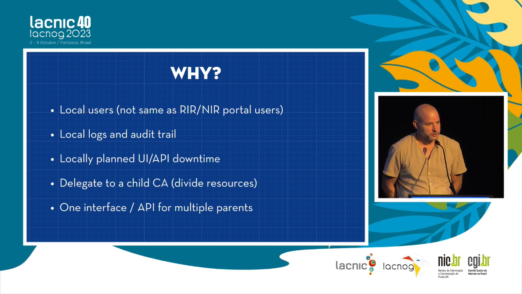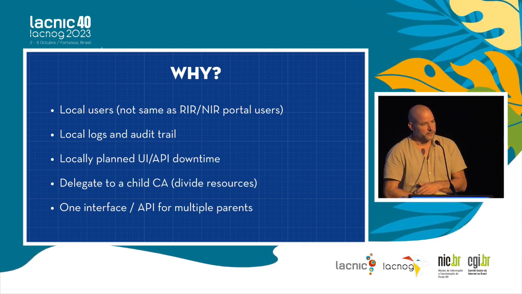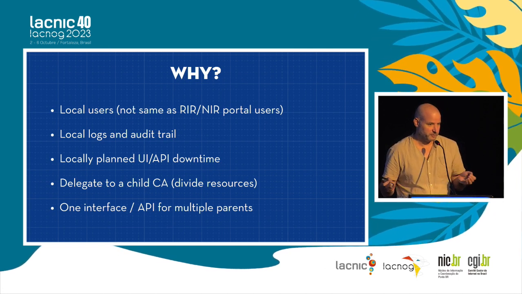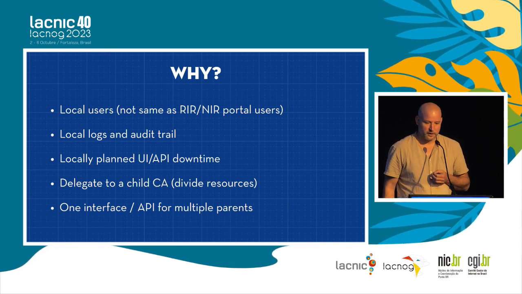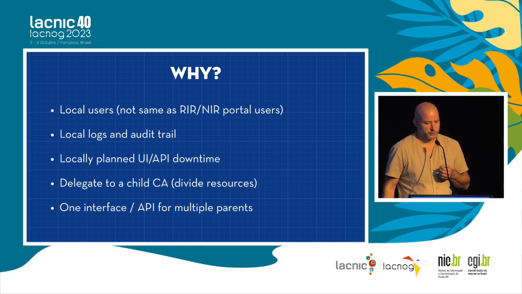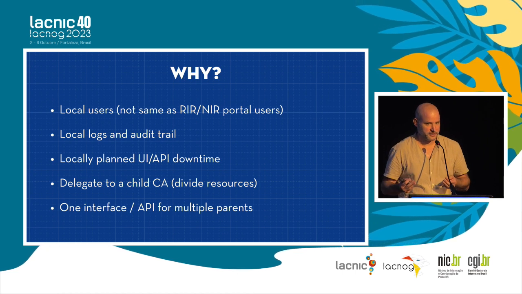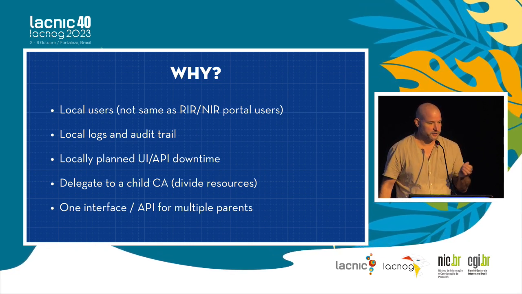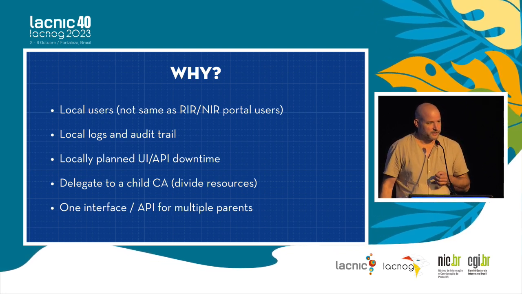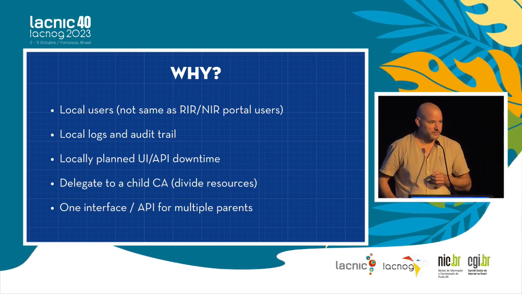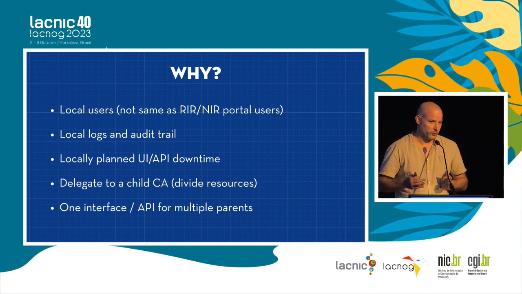There are some reasons that may apply to you. If you run your own system, you can control access to that system in different ways. You can give access to different people, maybe people that don't normally have access to your RIR portal. You can have your local logs and other trails. You can plan when you bring your system down. Perhaps more importantly, you can sub-delegate resources. You can make additional CAs and carve up your resources in ways that allow you to give people access to certain things, but not other things. For big organizations who receive resources under various RIRs, a delegated system would allow you to use essentially one system instead of, say, five that you have to interact with. So you can automate things in one way and then be done with it.